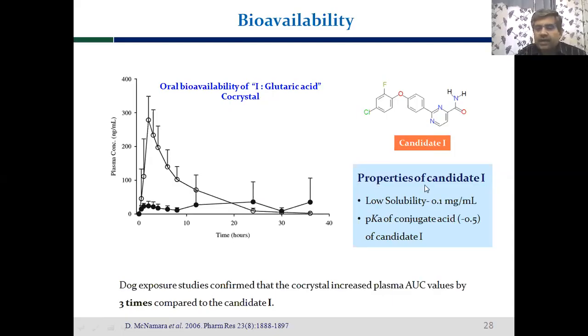The initial properties of candidate 1 were that it had an extremely low solubility and a pKa of the conjugate acid of minus 0.5. So after the designing of the co-crystal, you can see in the dog studies, these are the bioavailability studies in dogs, you can see there is an extremely high improvement in the oral bioavailability from the co-crystals. So this is one example where the co-crystal approach has been used to increase the plasma AUC values, and they were improved by more than 3 times as compared to candidate 1.